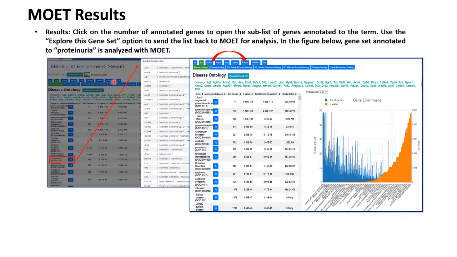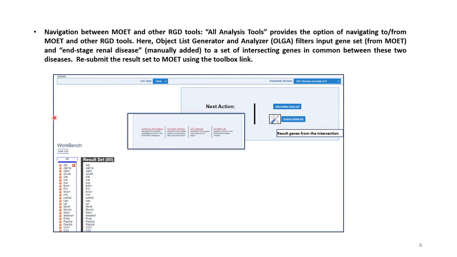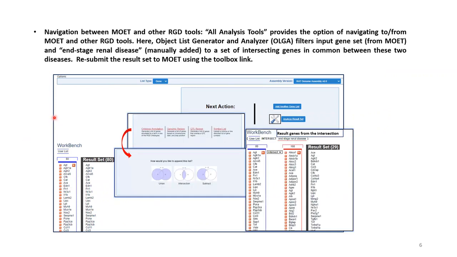Now, these are the MOET results for the gene list associated with the term proteinuria. All analysis tools option provides the option of navigating to and from MOET and other RGD tools. Here, Olga filters input gene set which is from MOET and end-stage renal disease genes which are manually added by following these steps to a set of intersecting genes in common between these two diseases. We submit the results set to MOET using the toolbox link for analysis.